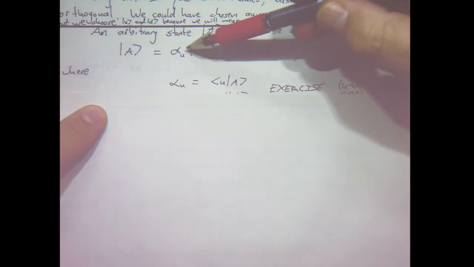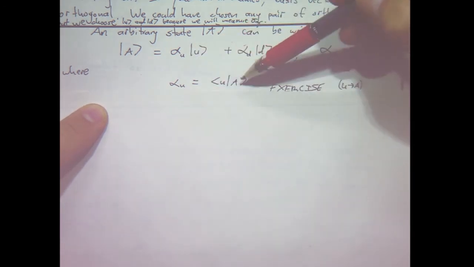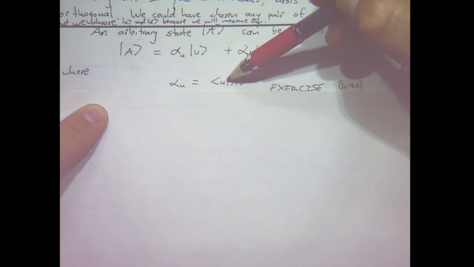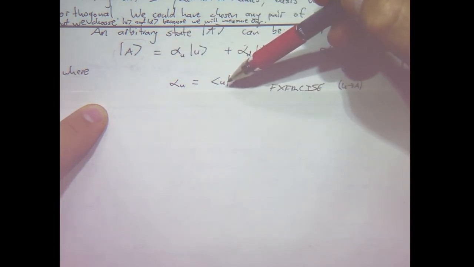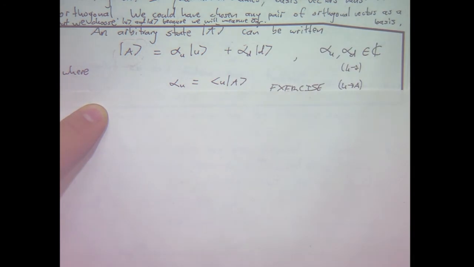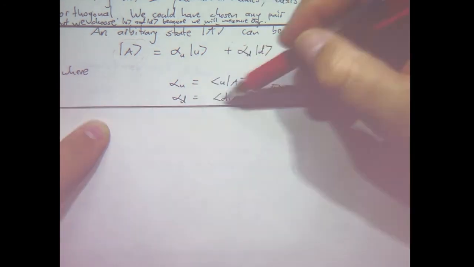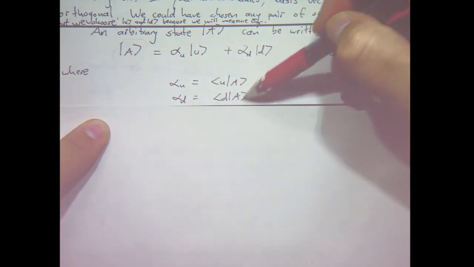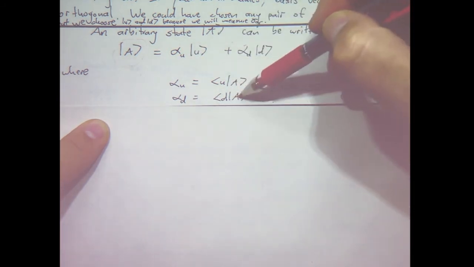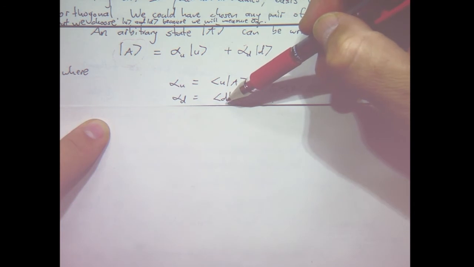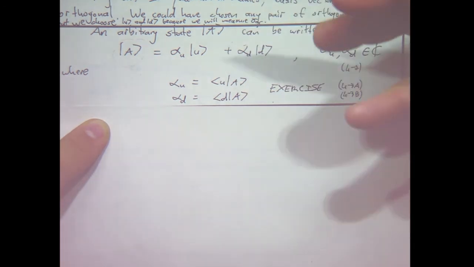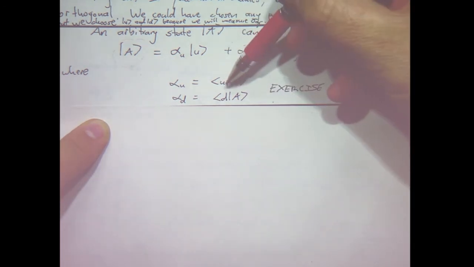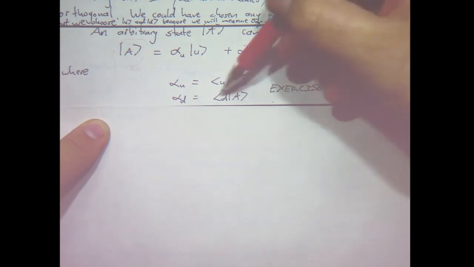Now, by just the usual linear algebra, alpha up is just the projection of your superposition onto the up basis. It's just the intuitive idea. The picture in your mind, you can just have the usual dot product. And similarly, alpha down is the projection of the superposition vector A onto the down basis vector. So these you read from right to left for a physical interpretation: the projection of A onto U, the projection of A onto D.